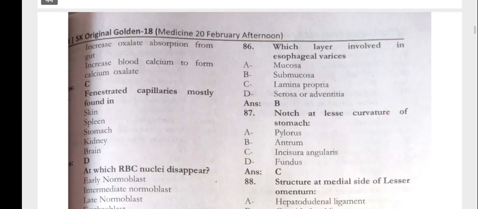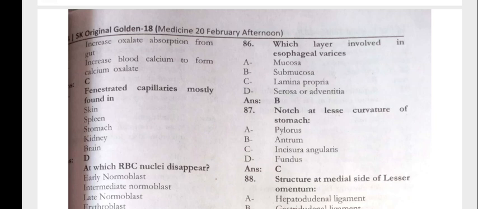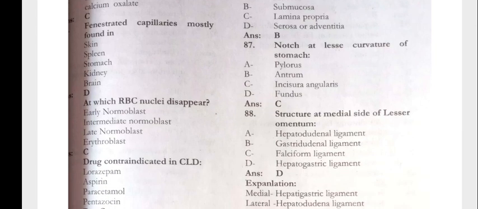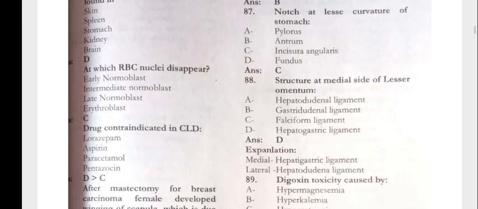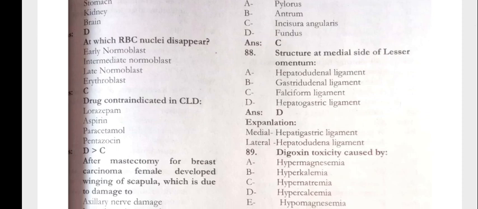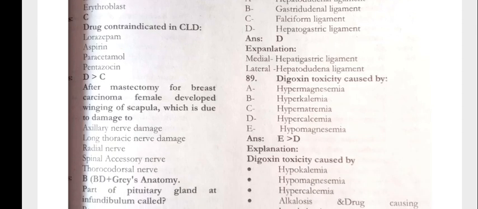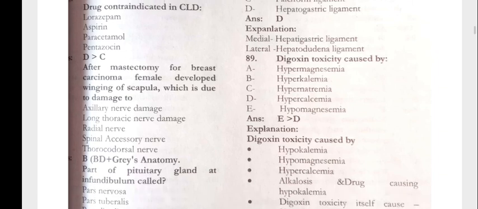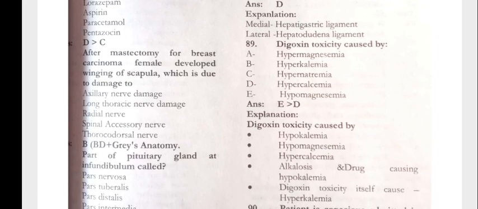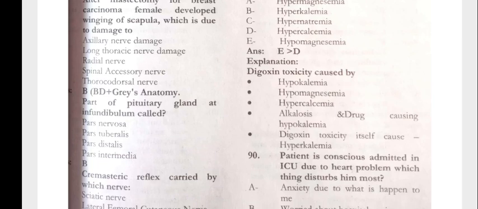Fenestrated capillary is mostly found in the kidney. At which stage do RBC nuclei disappear? The late normoblast. The drug contraindicated in CLD is pentazocine. After mastectomy for breast carcinoma, the female develops winging of the scapula, which is due to damage of the long thoracic nerve. The part of the pituitary gland, the infundibulum, is called the pars tuberalis.